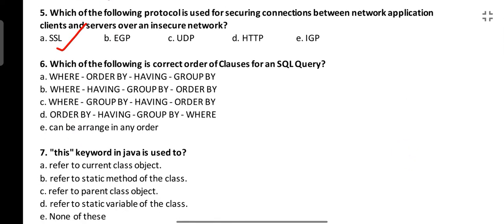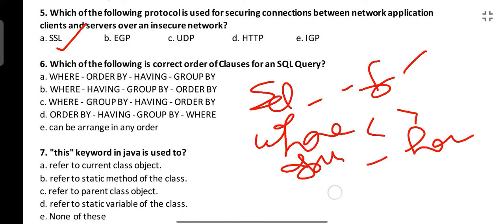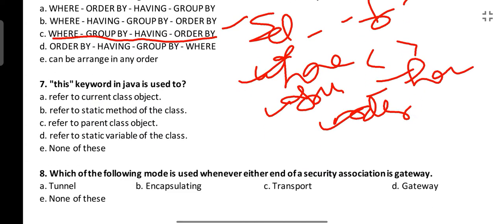Next is: which of the following is the correct order of clauses for an SQL query? Okay, so what is the syntax for an SQL query if we have to include all those things? So select column 1, column 2, whatever, from table name, then comes where, then we give some condition, then comes group by, then having, then comes order by. So it will be like where, then group by, then having, then order by. So let's see, option C is the correct answer: where, group by, having and order by.